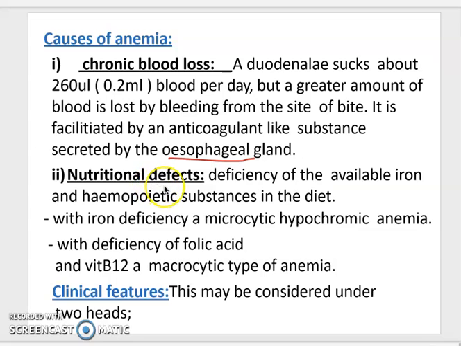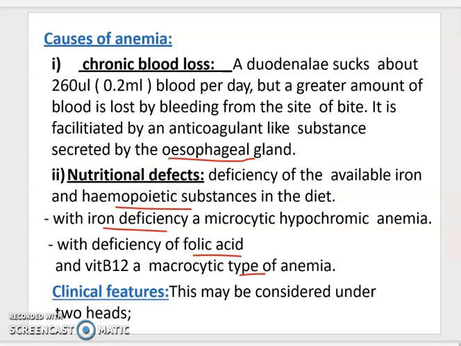The nutritional defects are also another cause of the anemic condition, that is, a deficiency of the available iron and the hemopoietic substances in the diet. With iron deficiency, a microcytic hypochromic anemia can happen, and with deficiency of folic acid and vitamin B12, a macrocytic type of anemia. So various types of anemia result from heavy infestation with this hookworm.